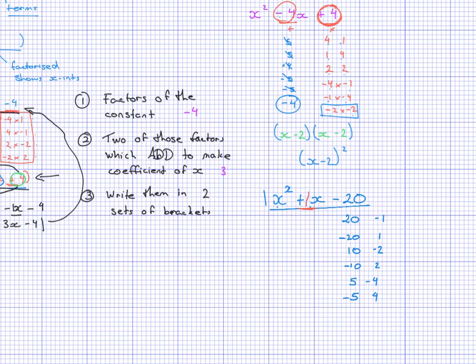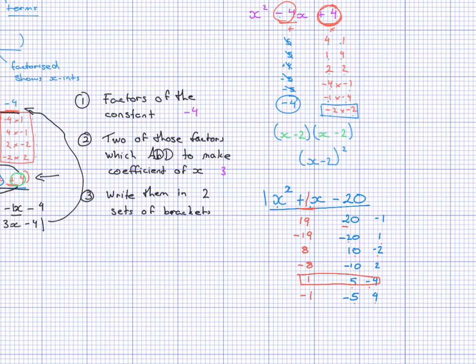So which of these pairs adds to make 1? So I can see that 20 plus minus 1 is going to be 19. Minus 20 plus 1 is going to be minus 19. 10 plus minus 2 is 8. Minus 10 plus 2 is minus 8. 5 plus minus 4 is 1. And minus 5 plus 4 is minus 1. So you can see only one pair matches the criteria.